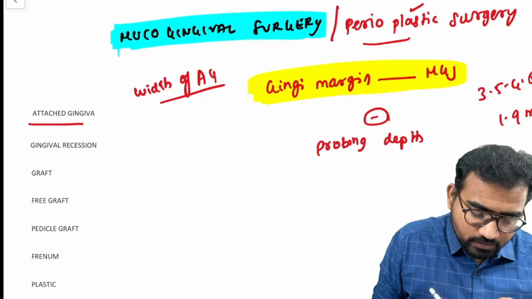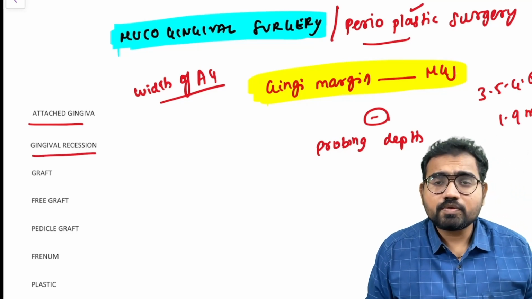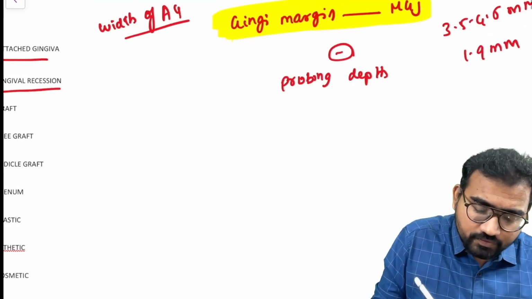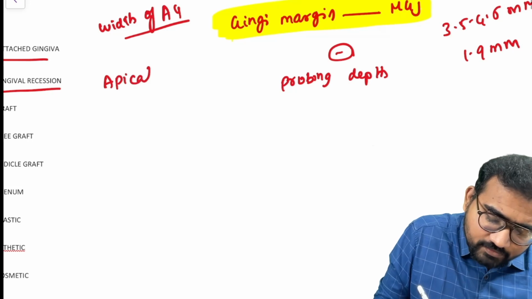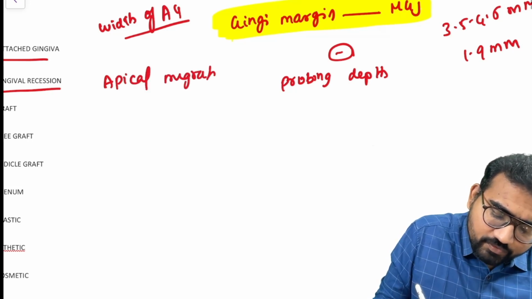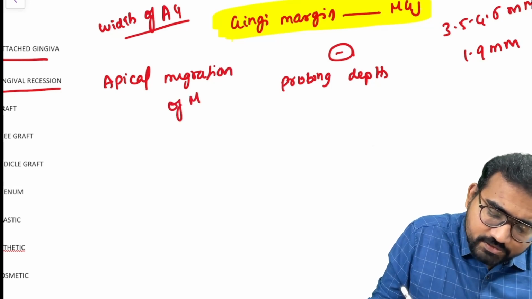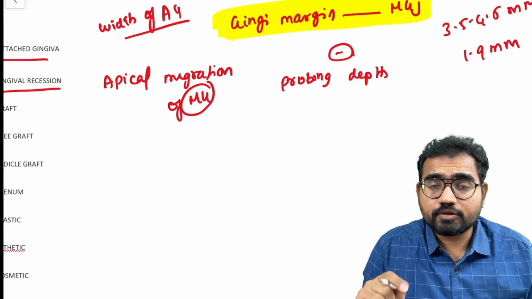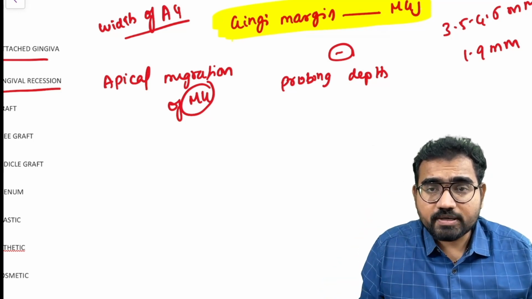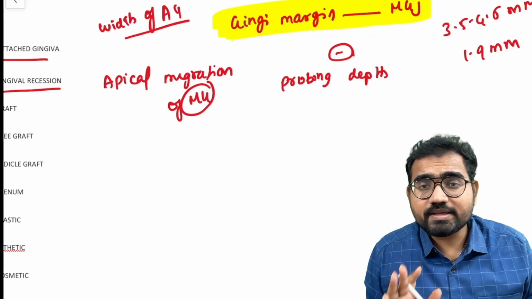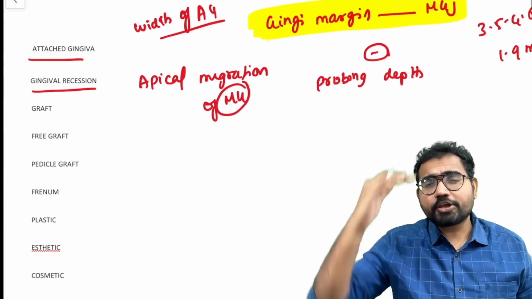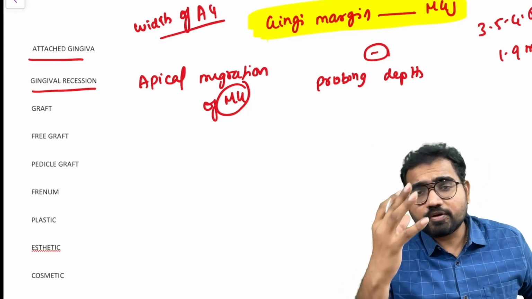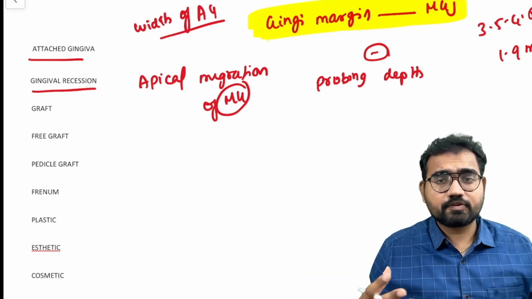Fine. Next, moving on to gingival recession. What is gingival recession? Gingival recession is the apical migration of the marginal gingiva below the level of CEJ. That is a very important phrase, because any migration of the marginal gingiva below the level of CEJ is going to be called gingival recession. We'll be talking about the causes of gingival recession, the classification of gingival recession, and how we are going to treat it. That is the whole concept of perioplastic, right?